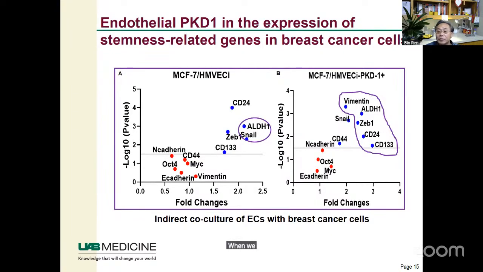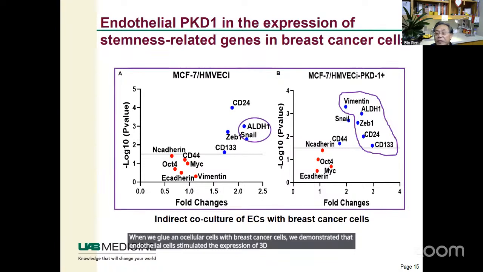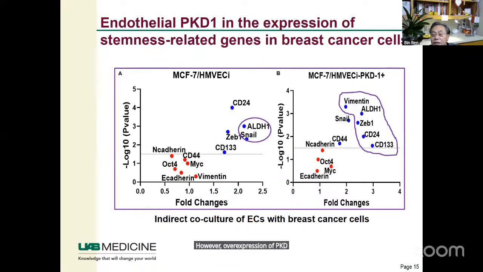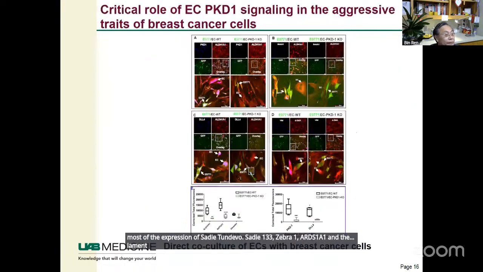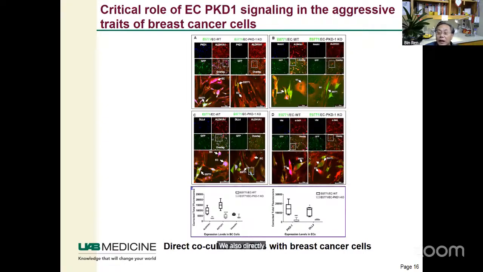When we co-culture endothelial cells with breast cancer cells, we demonstrated that endothelial cells stimulated the expression of CD24, ALDH1A1, and SNAIL in cancer cells. However, overexpression of PKD1 in the endothelial cells significantly promotes the expression of CD24, CD133, ZEB1, ALDH1A1, and vimentin. We also directly co-culture the lung endothelial cells with breast cancer cells labeled with GFP. As we can see, some green cancer cells directly interact with the endothelial cells. However, there is little direct interaction of PKD1 deficient endothelial cells with the cancer cells.